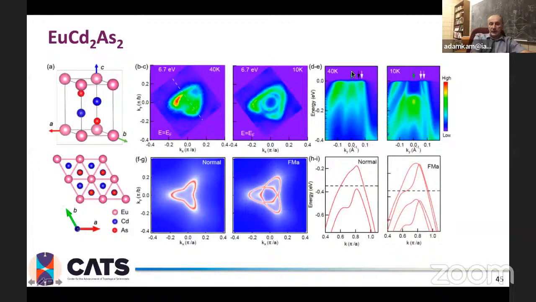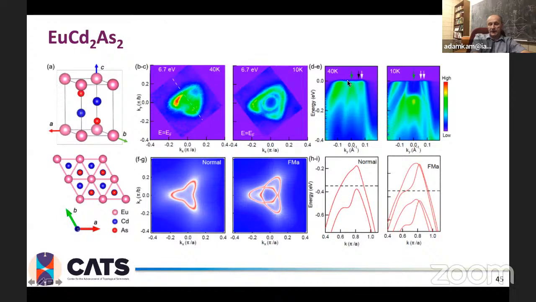When we cool the sample down across the transition, there are some dramatic changes in the band structure. We can see two primary effects. One is that this fully occupied band here is moving down in energy. And second, the very broad bands present on both sides are actually becoming extremely sharp. This is cooling from 40 Kelvin to 10 Kelvin.